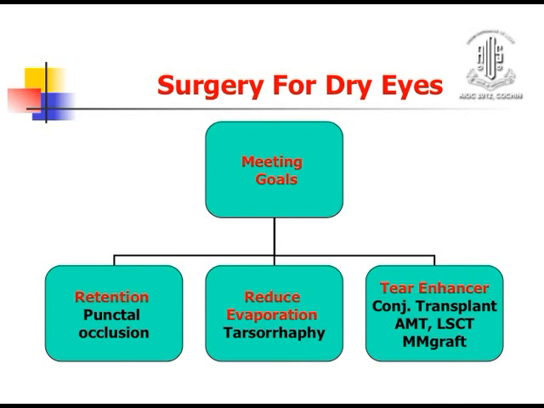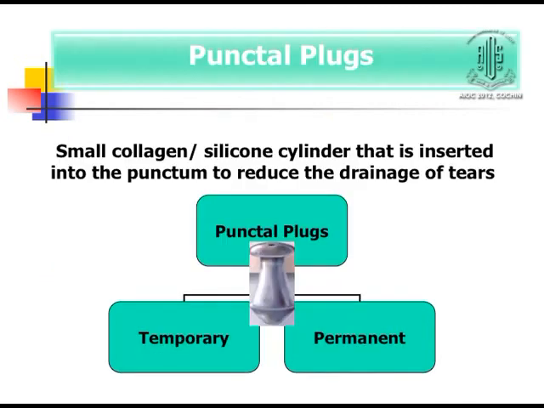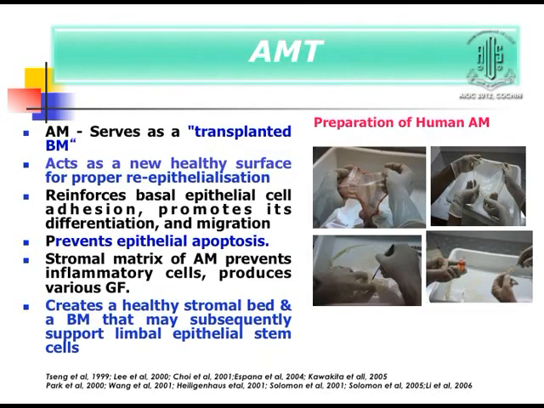Limbal stem cell deficiency treatment, that is limbal cell transplantation, is for very severe disease, and for more severe than that, mucous membrane graft is also advocated. Coming to punctal plugs, this has also been shown by the earlier speaker. These are small collagen or silicone cylinders that are inserted into the punctum to reduce the drainage of tears. They can be of two types, as already discussed, temporary or permanent, depending upon the severity of the disease.